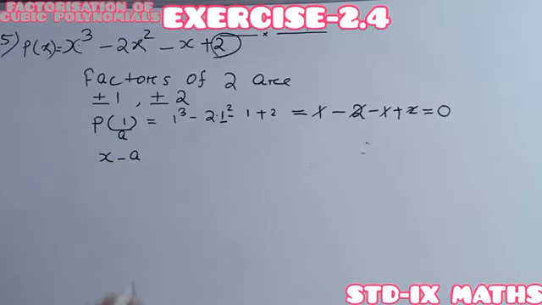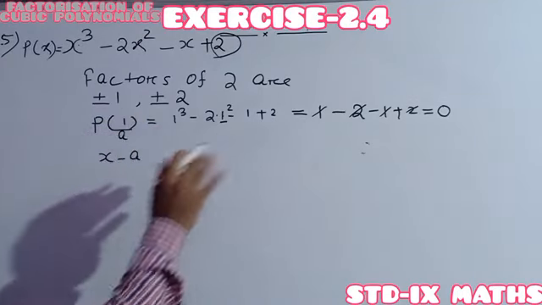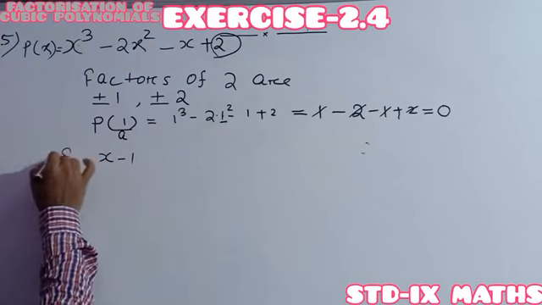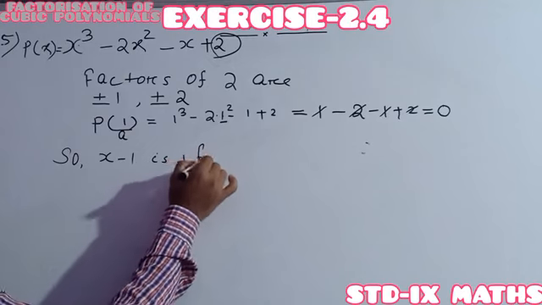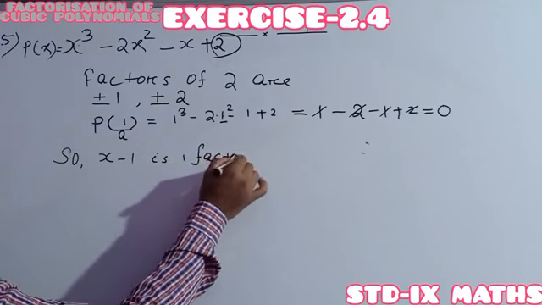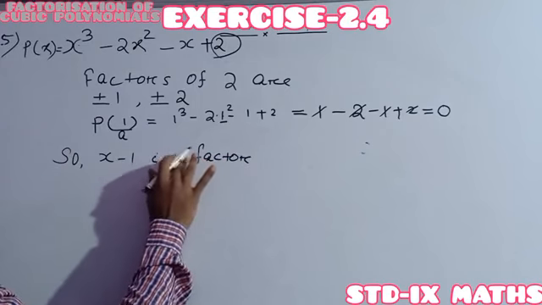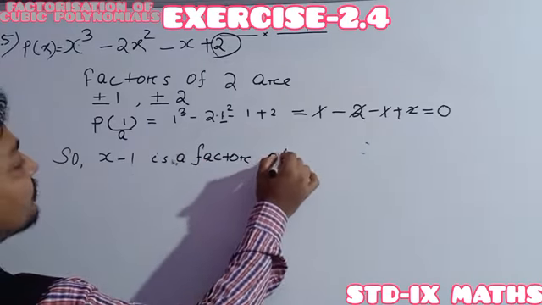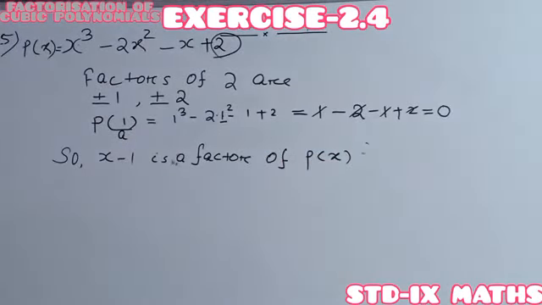In the same way, the polynomial P at 1 is equal to 0, so x minus 1 is one of the factors. So x minus 1 is a factor of p(x). Understood?